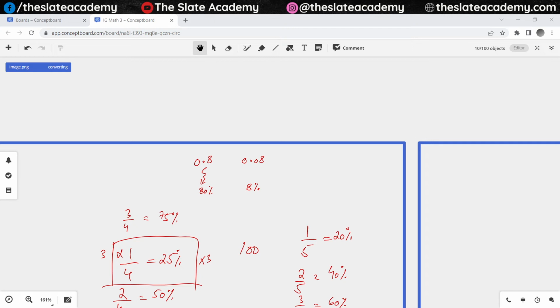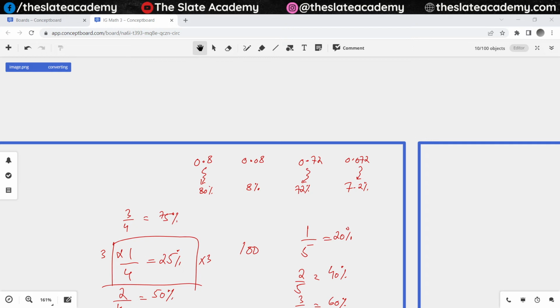Similarly, if somebody says 0.72, can anybody tell me what would be the percentage? Mr. Arman, 0.72. What would be the percentage? 72%. Excellent. And Mr. Arman, what would be 0.072? What would be the percentage of this? 7.2%. Excellent. So this is how you convert decimal directly into percentage.